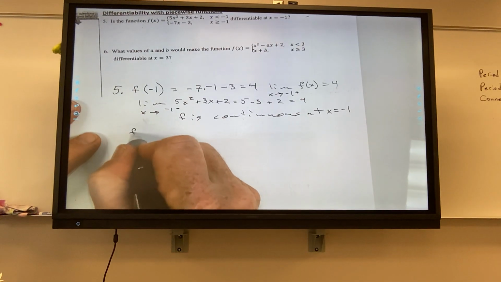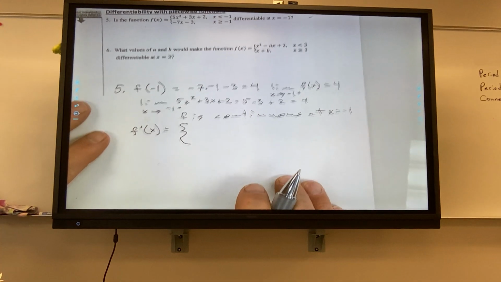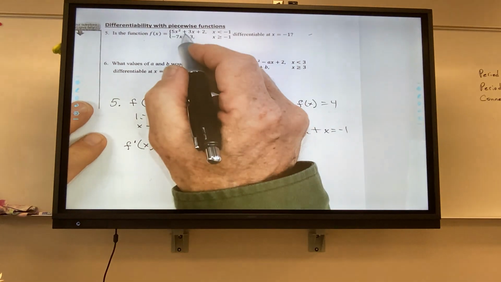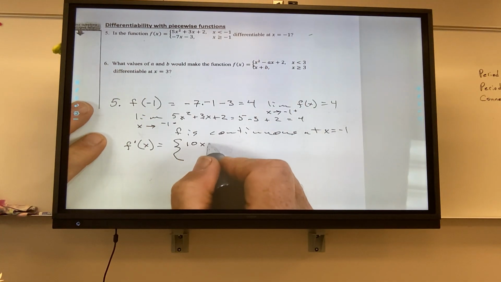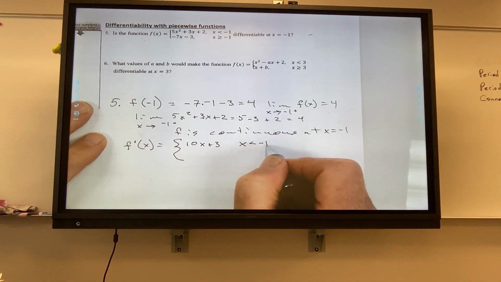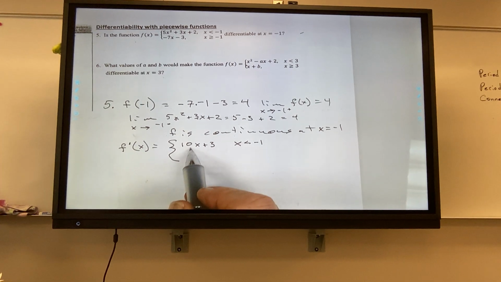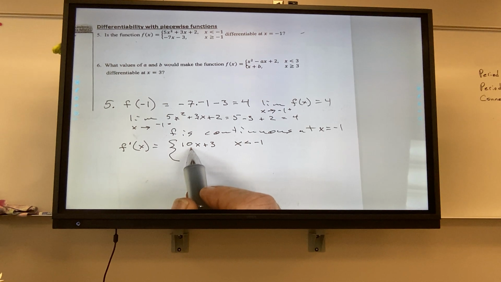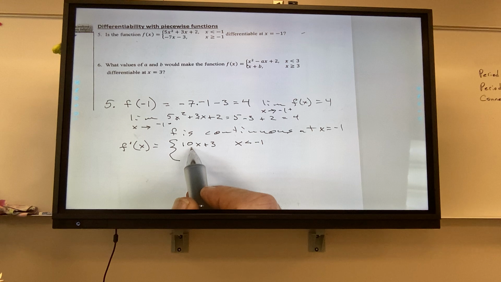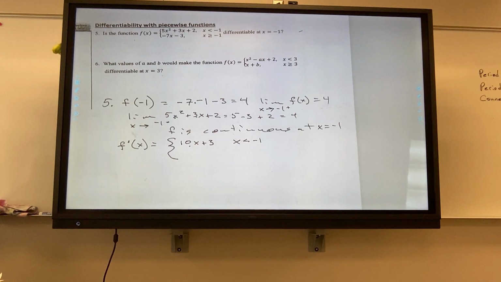Now I'm going to take its derivative, and its derivative will also be a piecewise. So when I take the derivative up here, I'm going to get 10x plus 3, the 2 is gone, for x less than negative 1. Does everybody see where I got the 10x? 2 times 5 is 10, subtract 1 from 2. You see where I get the 3? 1 times 3 is 3, subtract 1, you get x to the 0 power, you're left with 3. We'll finish this tomorrow. Okay?